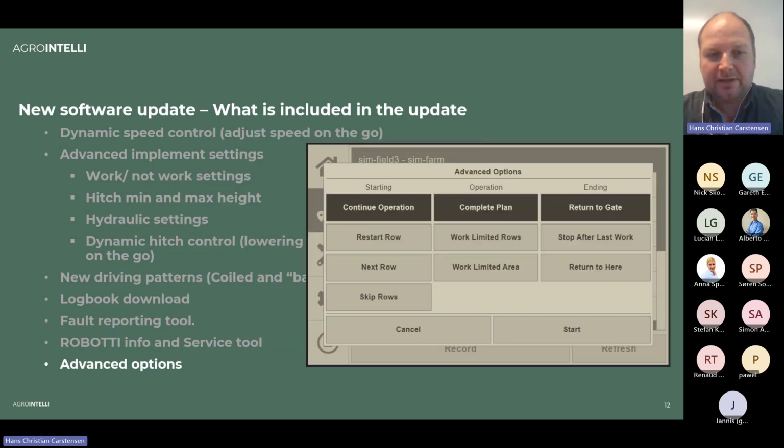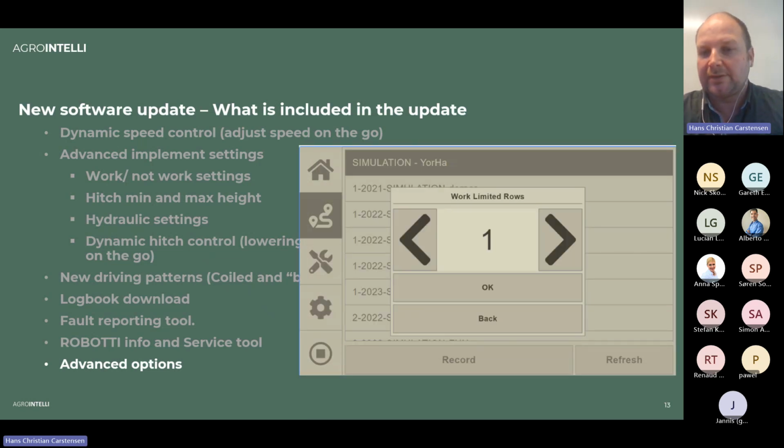We also implemented some more advanced options on the terminal. So when you're in your planning mode, previously we had this continue operation, restart row, next row, skip rows, but we also put in new options for operation and ending. So there's a possibility that you type in you want to work limited rows. Let's say you come to the field and you only like to work 10 rows. Then you type in 10 rows and press start. Then it will work 10 rows and then it will stop.